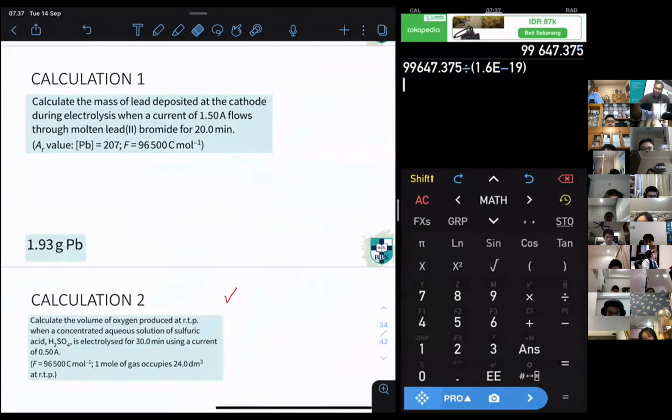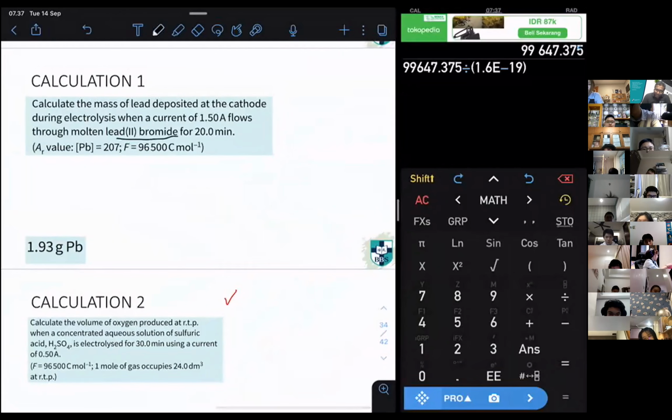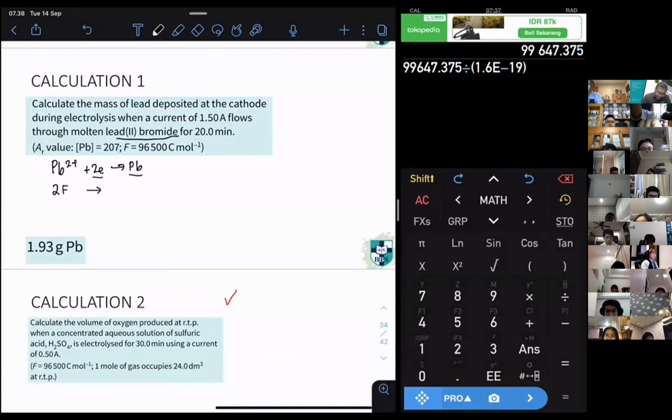So if you're talking about lead, this is lead 2 bromide. So Pb2+, write the equation, plus 2 electrons to give you Pb. This is important, first thing. And then from here I will notice that 2 electrons, so 2 Faraday, is required to deposit 1 mole of Pb. 1 mole of Pb is 207 gram.